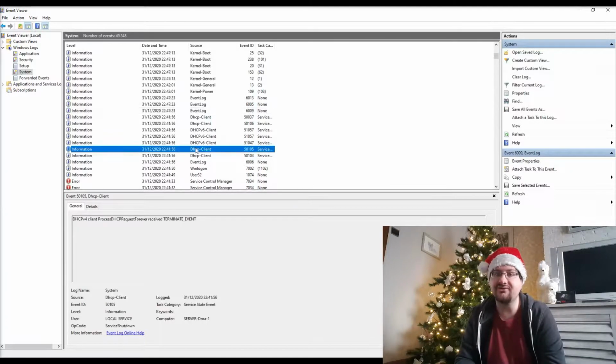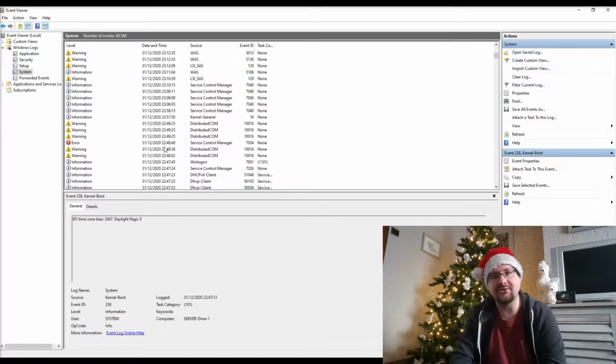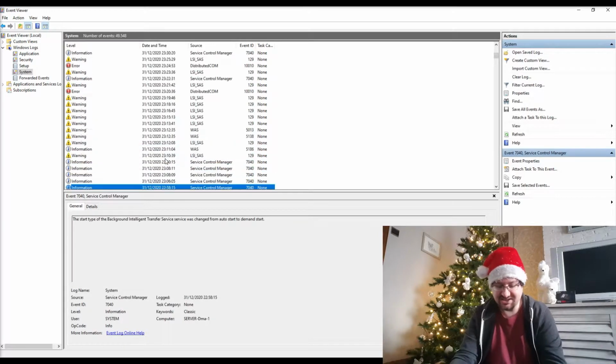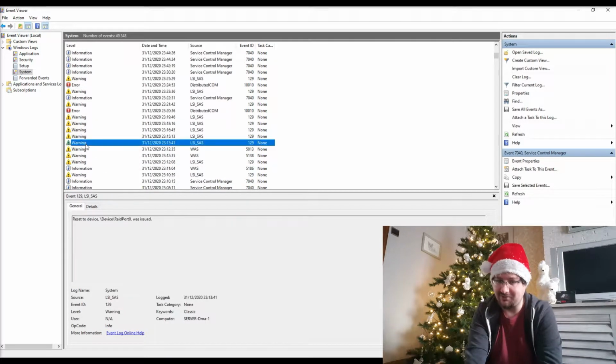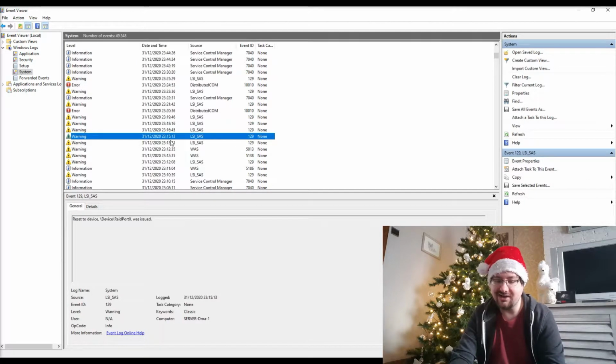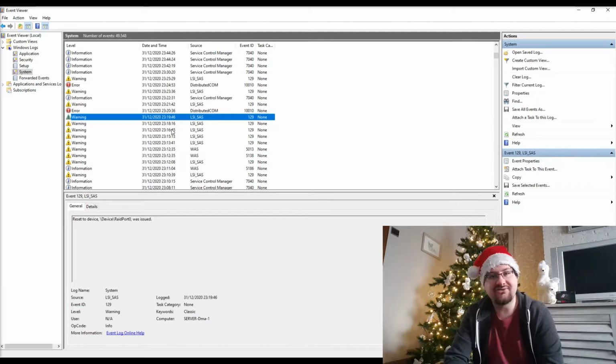Eventually, I did figure it out by looking in the system logs of the server. I found that every 2 hours, when the issue was occurring, a warning came up that I hadn't encountered before. I'm going to look at my paper for that one. It was saying reset to device, device rate port 0. And the thing issuing that warning was something called LSI_SAS.